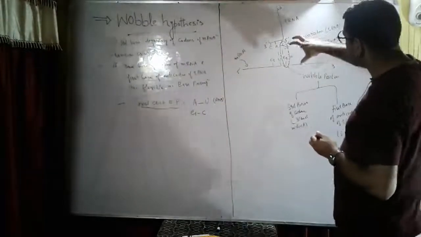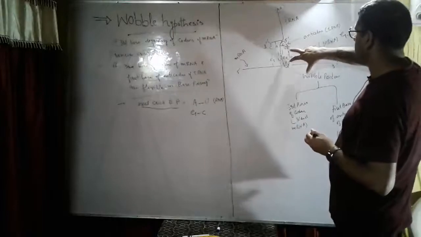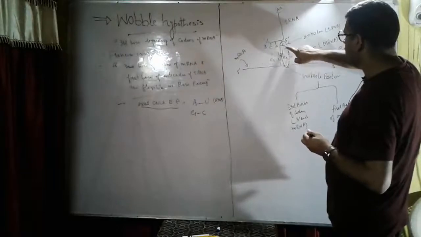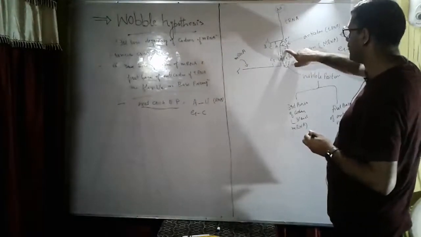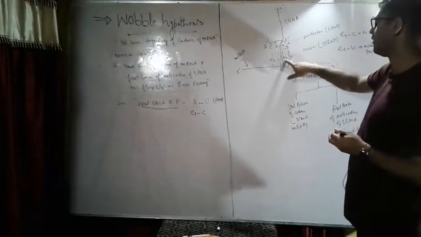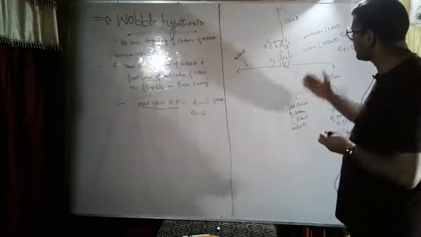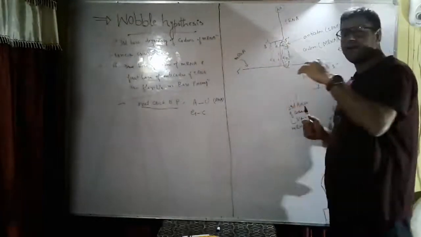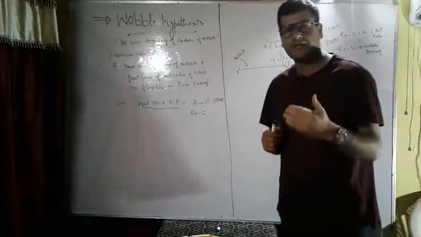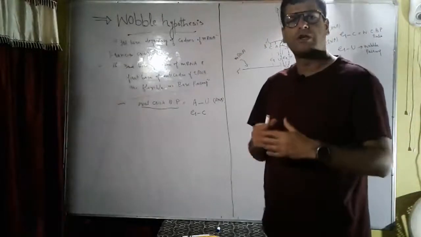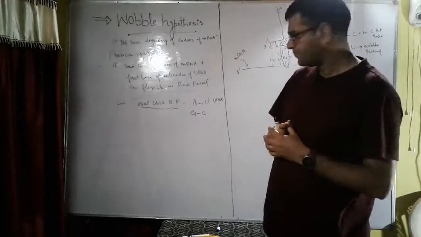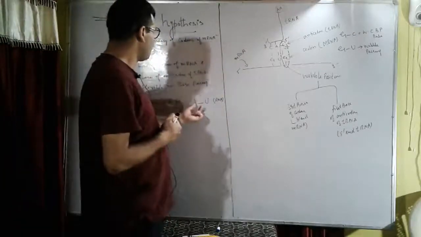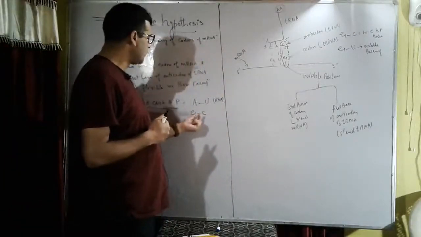Wobble hypothesis means that there is flexibility in the base pairing between the first base of the anticodon of tRNA and the third base of the codon of mRNA. So we can say that this wobble pairing is just a sort of violation of the normal Watson and Crick base pairing rule. We know that according to the normal Watson and Crick rule, adenine pairs with uracil, and guanine pairs with cytosine.